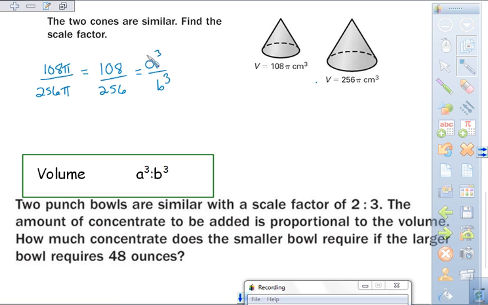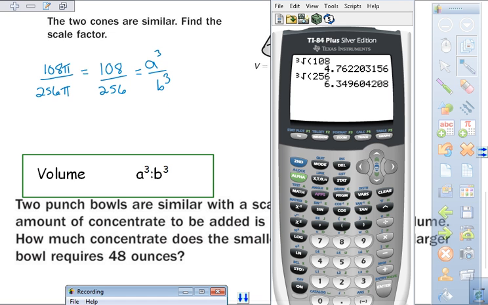So I need to get a to b to find the scale factor. So I need to get rid of the cube. What will get rid of a cube? Cube root. So to get this on a calculator, I'm going to hit math number 4 and then type in the number. And we get some decimals. So I know something's not right.